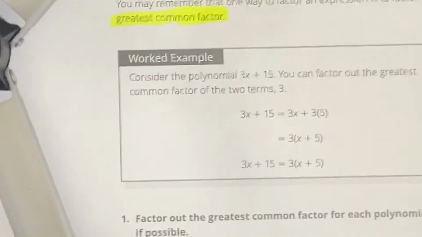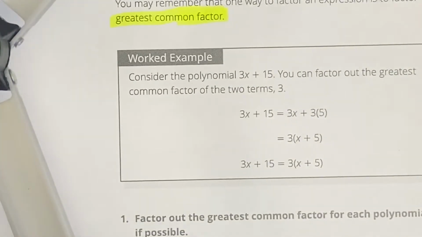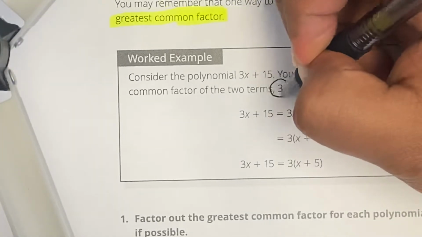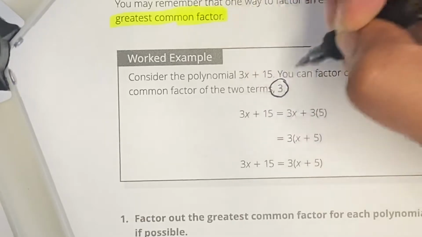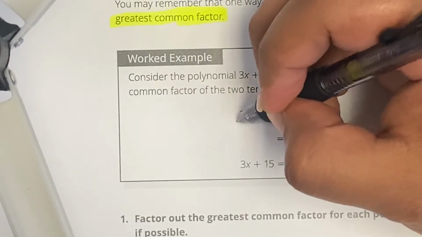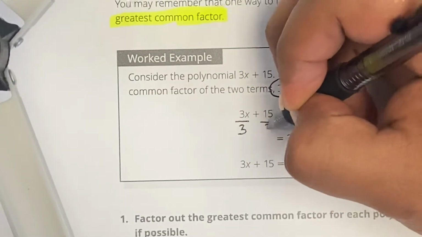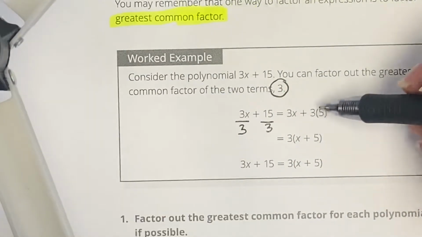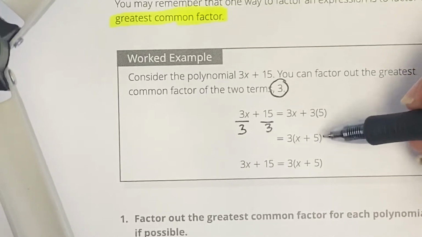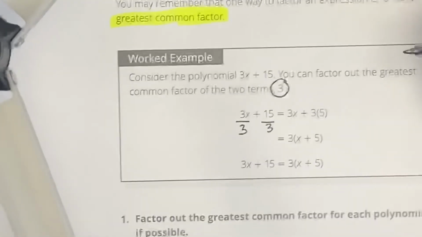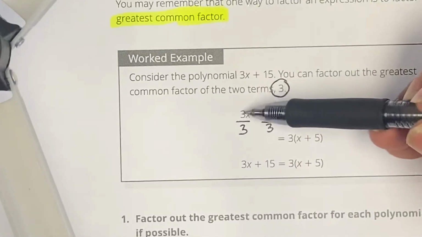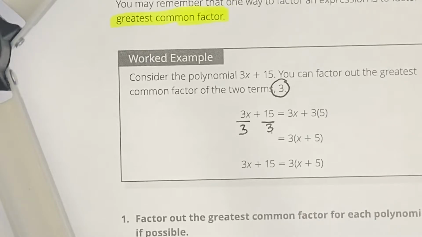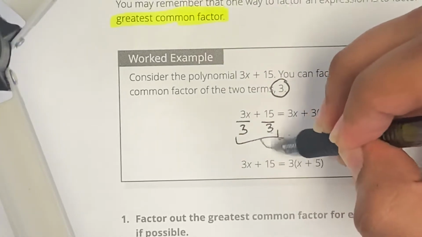So consider the polynomial 3x plus 15. You can factor something out. And right here, it's telling us the greatest common factor is 3. As you can see, I can divide this by 3 and I can divide this by 3. It looks a little funky right here, not the best ideal thing, but we should be able to see that this divided by 3 and this divided by 3 gives me something else, which is right here.